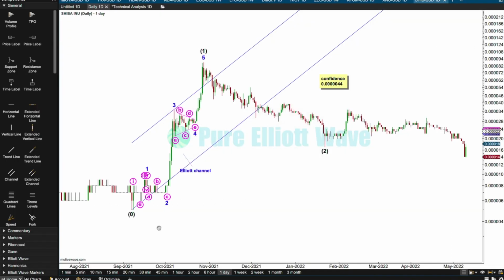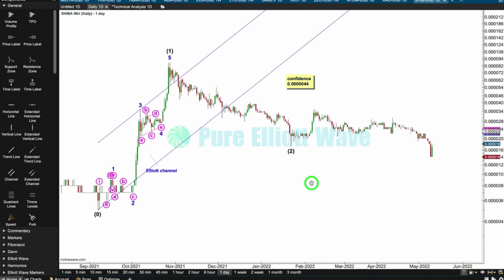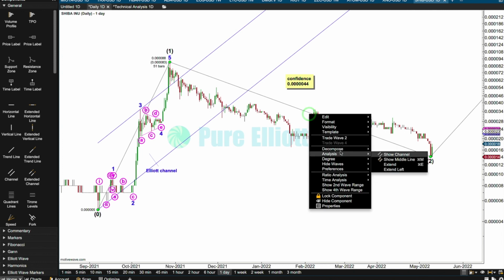Okay, let's get into Shiba today. Okay, this is where I had the last wave work finished. I was considering there could have been a low down here, but obviously it's gone lower. I don't think there's enough volume in this for a decent looking Elliott wave structure, but let's have a go.